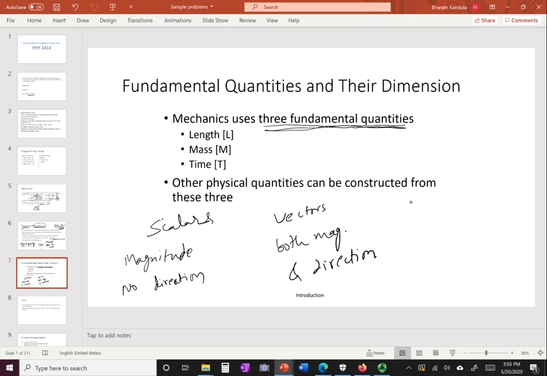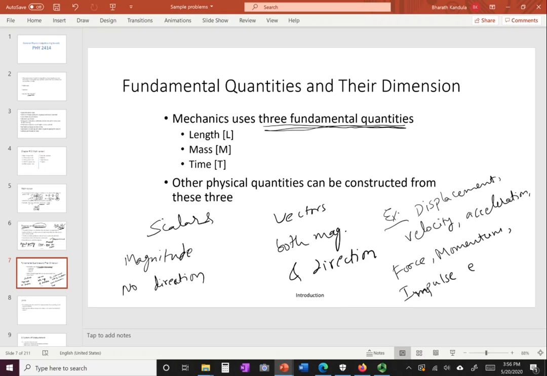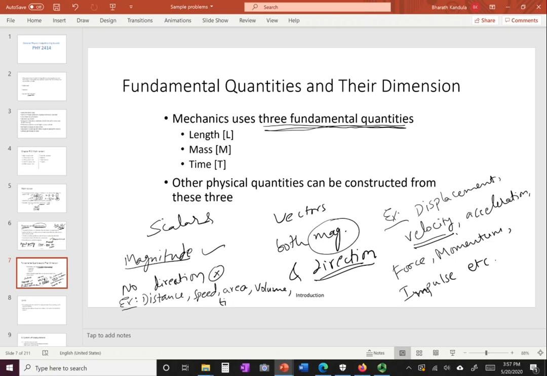I will give you some examples of vector quantities: displacement, velocity, acceleration, force, momentum, impulse, etc. These are all vector quantities. That means whenever you are expressing these quantities, you must specify both magnitude and direction. Scalar quantities have only magnitude but no direction. Understand? Examples here are distance, speed, area, volume, temperature, time, etc. These are all scalar quantities.